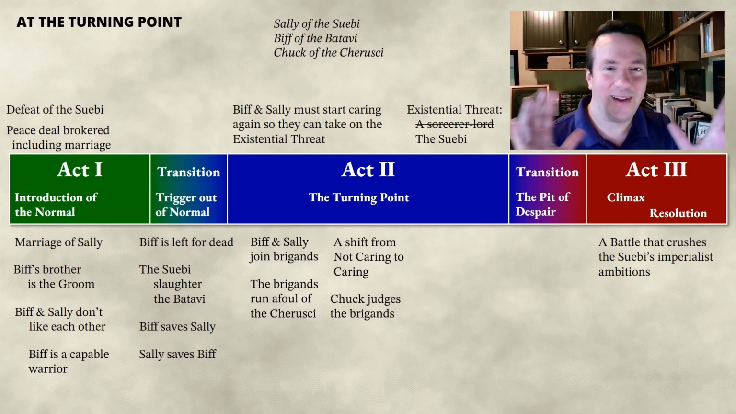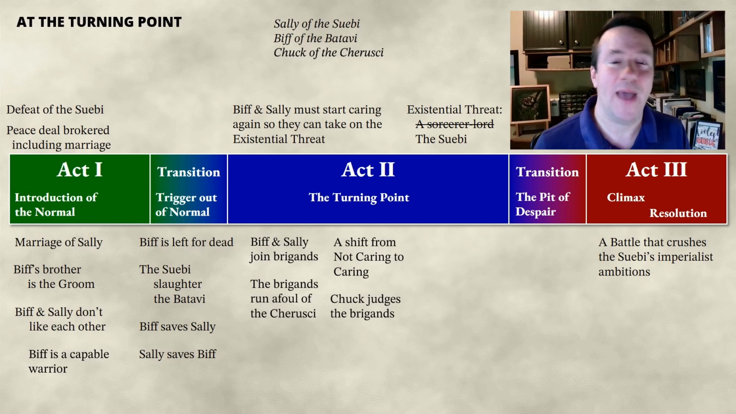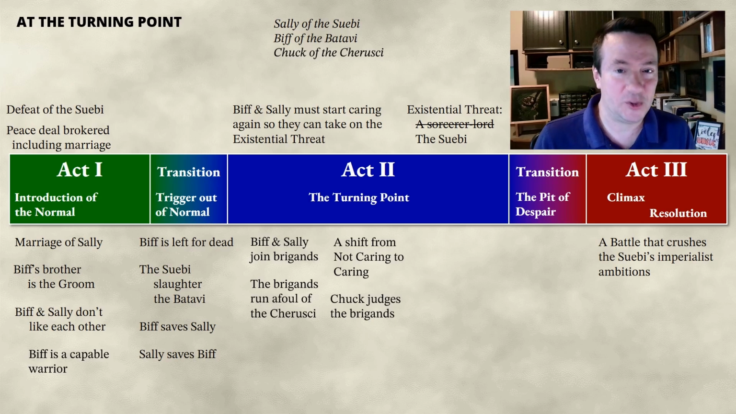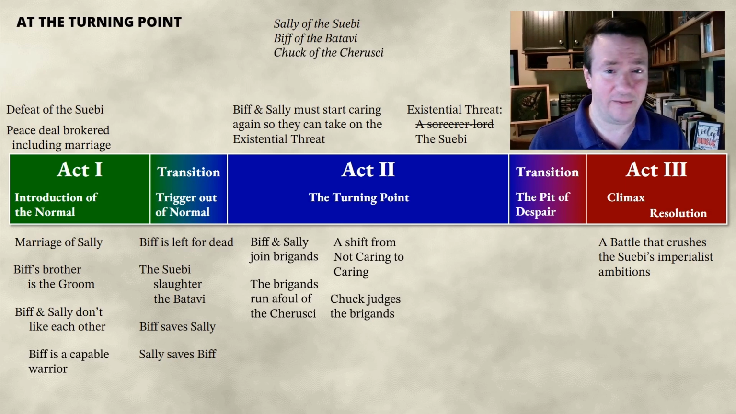This could prompt Biff and Sally to reveal their true pedigree. "Wait, we're not clanless, we're from the Batavi!" That might intrigue Chief Chuck. After all, the Batavi are the blood enemies of the Swebi. The enemy of my enemy is my friend, as they say. And he needs more warriors in the impending battle that he sees against the Swebi. Yet still, given their choices and the fact that they are not Cheruski, but rather Batavi, he may find their loyalties still to be a little bit suspect.